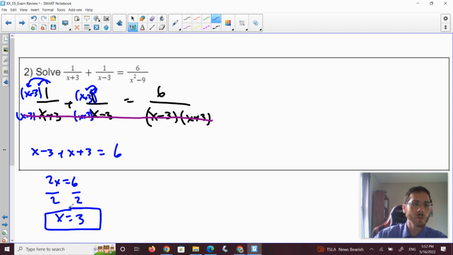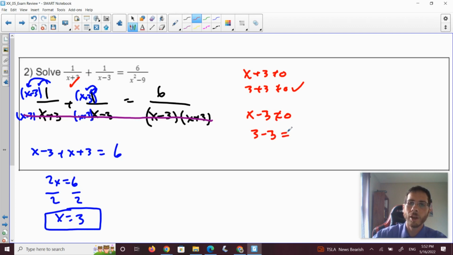All right, so the one thing we have to do is double check to see if it's allowed or not allowed. x plus 3 is not allowed to be 0. So 3 plus 3 is not 0, so that's safe. Now we have to do this x minus 3. x minus 3 is not allowed to be 0. But 3 minus 3, we get 0, which is not allowed. So that breaks. So this isn't actually a solution. This is one of those fake solutions. This one's extraneous. So it looks like there's going to be no solution.